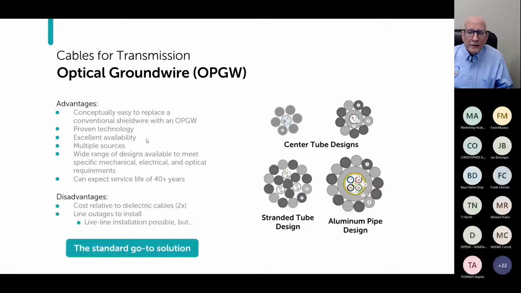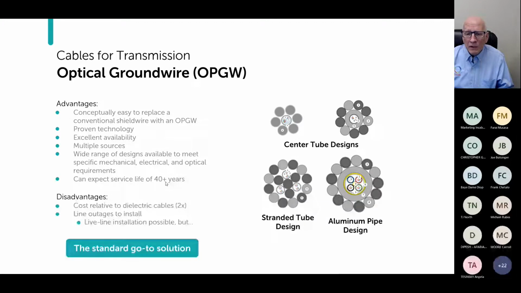It's got excellent availability, meaning you can get it. Of course, in this post-COVID world, everything seems to take longer to get, but still, it's available. There are multiple sources for it. You've got a wide range of designs that are available to meet the specific mechanical, electrical, and optical requirements that you may have. And you can expect a service life of 40 years or more, easy.